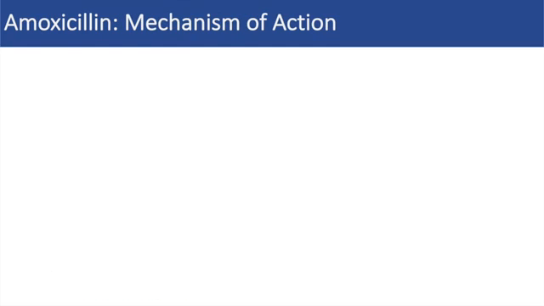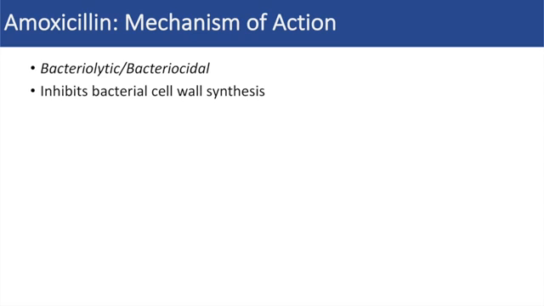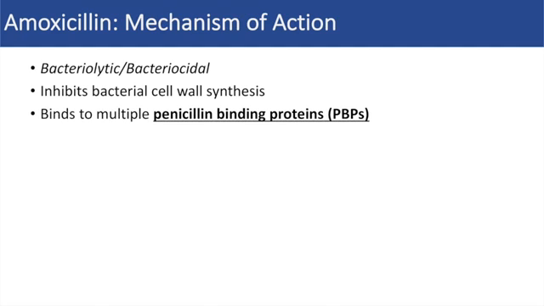So how does amoxicillin actually work? What is its mechanism of action? Well, first and foremost, amoxicillin is a bacteriolytic or bactericidal antibiotic, and it inhibits bacterial cell wall synthesis. It does so by binding to multiple penicillin binding proteins. The penicillin binding proteins are important during the transpeptidation steps of peptidoglycan synthesis, and in fact amoxicillin inhibits the final transpeptidation step in peptidoglycan synthesis.